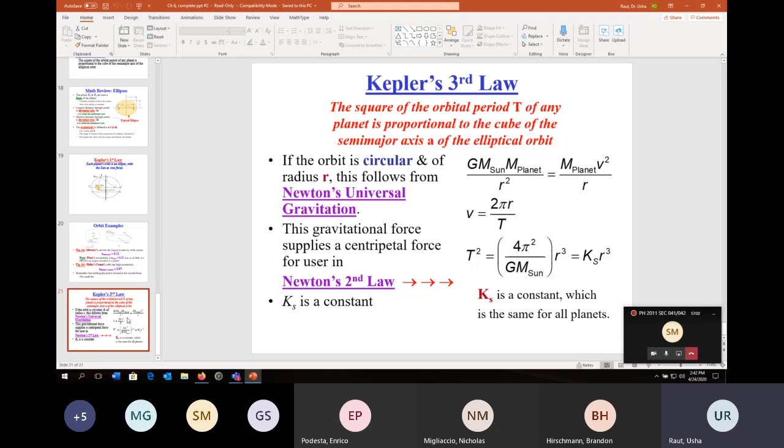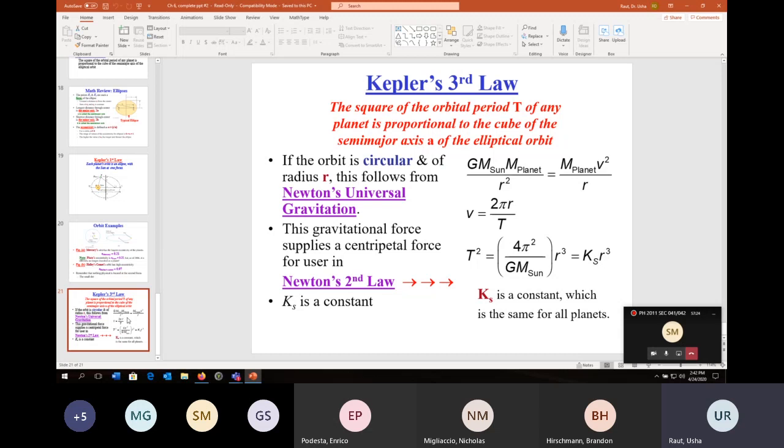And if you put v equal to 2 pi r over T, you can try the substitution, you get this: T squared is 4 pi squared over G M sun times r cubed, and all that stuff there is called Ks.